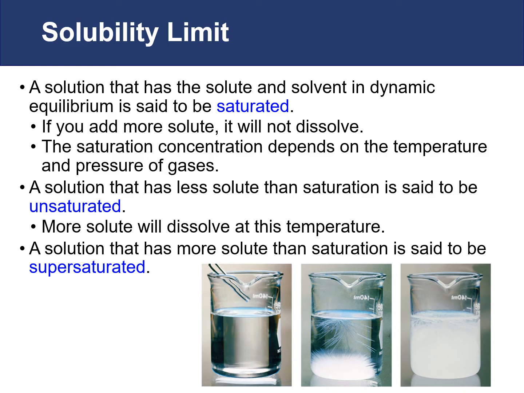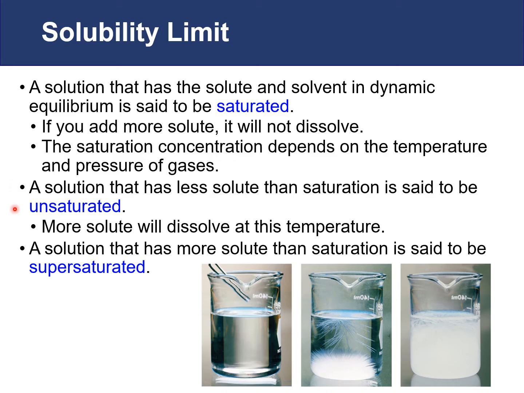There are three ways of categorizing a solution compared to its solubility limit, or the maximum amount of solute you can get to dissolve in a solvent. A solution that has the solute and solvent in a dynamic equilibrium is said to be saturated. That is, if you add more solute, it will no longer dissolve. The saturation concentration depends on the temperature and the pressure for gases. If a solution has less than this limit, or less solute than a saturated solution, it is said to be unsaturated.